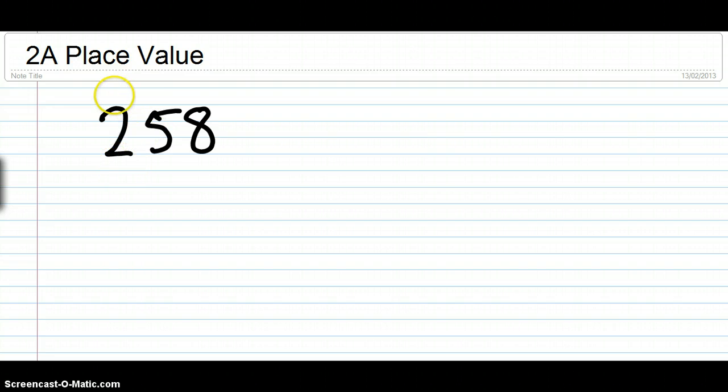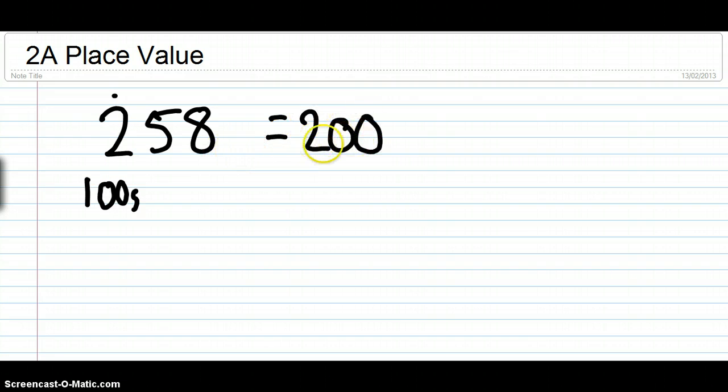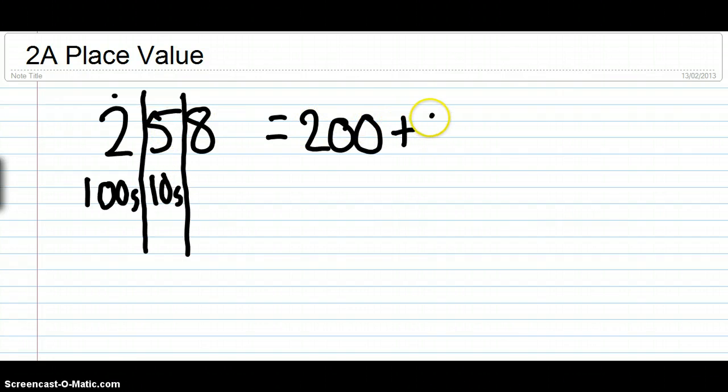Okay, the first place we'll look at is this one. In this number, this column represents hundreds. There's a 2 here, so this represents 200s. So I'll write that over here. In this number I've got 200s. That's 200. In the next column, I've got a 5. Now this column's different. It's not worth hundreds, it's worth tens. I've got 5 tens in this number, so I'll write plus 50 over here.